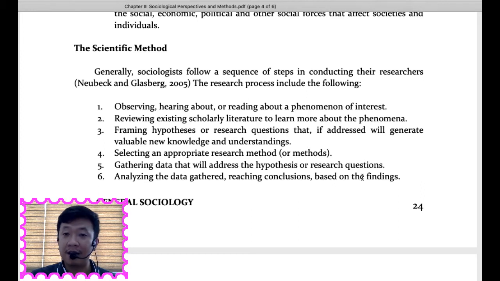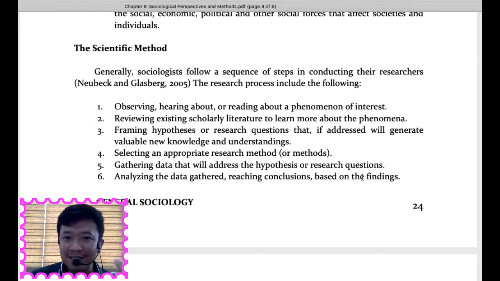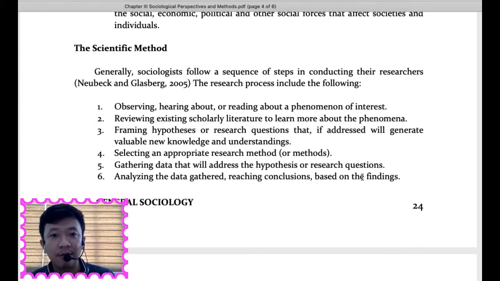So magde-design ka na ngayon. Kung gusto mo ba, ano bang information that you are after for? What type of information are you seeking? Are you seeking for quantitative information? Are you seeking for qualitative information? So if you're seeking for stories and narratives, then you're going to design the method that way. Then you're going to have data collection techniques like observation, like interviewing, or focus group discussion if you like to get people to interact. No?